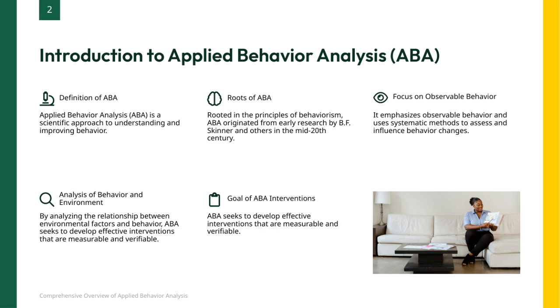ABA places strong emphasis on observable behavior, meaning it looks at actions that can be seen and measured rather than internal thoughts or feelings. By carefully analyzing how the environment influences behavior, ABA aims to create interventions that are not only effective but also measurable and verifiable, ensuring that the changes we see are real and lasting. The ultimate goal is to develop strategies that can reliably improve behavior in meaningful ways.